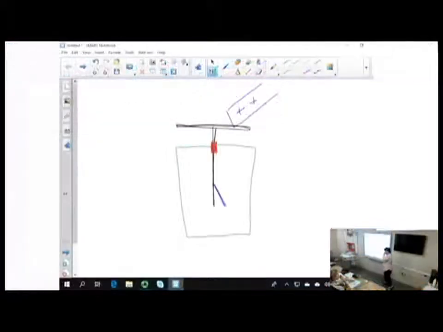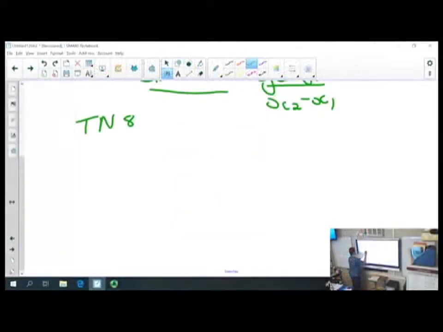And I bring it in contact with the electroscope. What you must keep in mind is positive charge can't move. It is the negative charge that moves. The first one, EM.